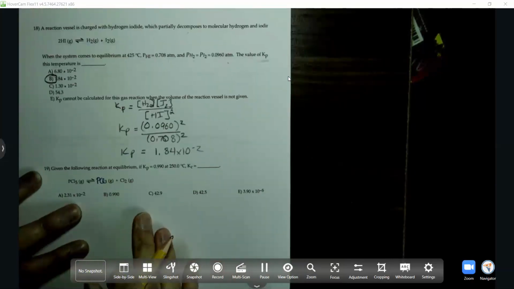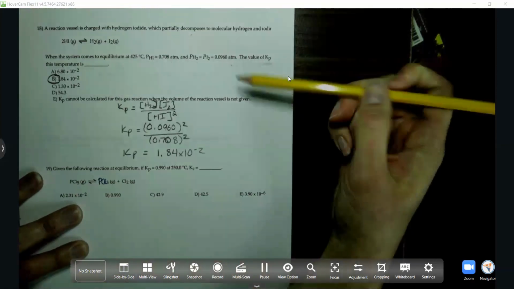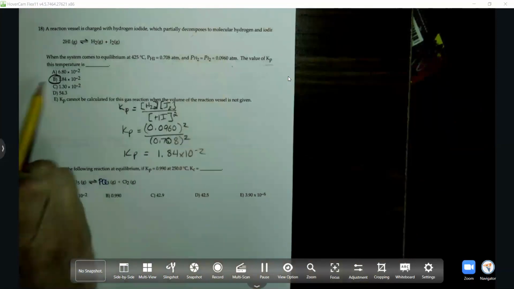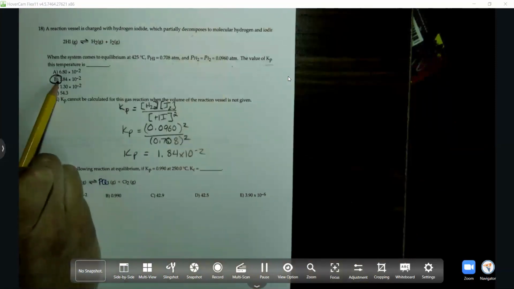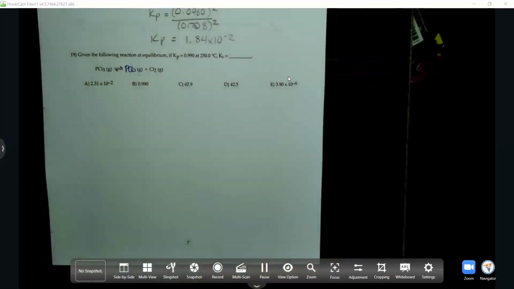0.0960 squared divided by 0.708 squared. Kp is equal to 1.84 times 10 to the negative 2. So the answer, hey, I didn't show you guys any of the problem while I was doing that. I'm sorry. So our answer is letter B. All right. Sorry about that.